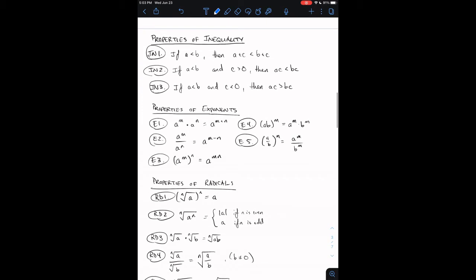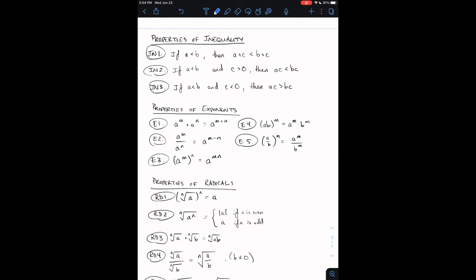And then properties of inequality, these are basically the same, with one kind of exception. So if A is less than B, then A plus C is less than B plus C. You could take that if A is greater than B, then the same thing would happen. It would just be a different sign. The next two are kind of important. So if A is less than B and C is greater than 0, then AC is still less than BC. So that's kind of the way we think about it.